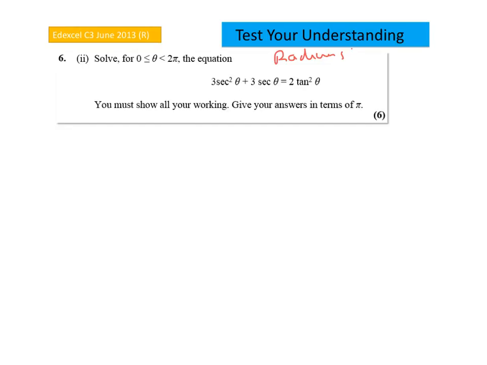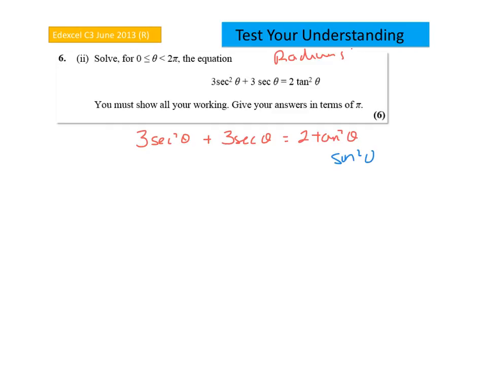And we've been asked to solve 3 sec squared theta plus 3 sec theta equals 2 tan squared theta. So again, we've got to write that with just one variable. So I would write down, if I was doing this, I would think, okay, I need to remember my identities.